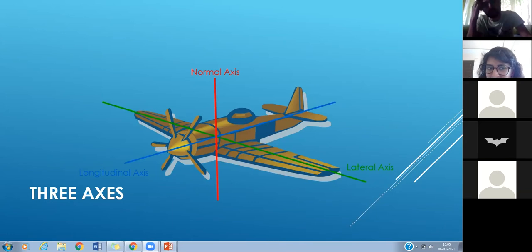A plane can rotate about any of the 3 axes. Yeah, depending on what control surface you use, you can rotate about any of the 3 axes. On the ground, you can obviously rotate about only 2 axes, the longitudinal axis and the normal axis, because on the ground, you're not pitching up. You're going to be on the ground. But once you're in the air, you can even pitch up and pitch down. So then you move about the lateral axis as well.